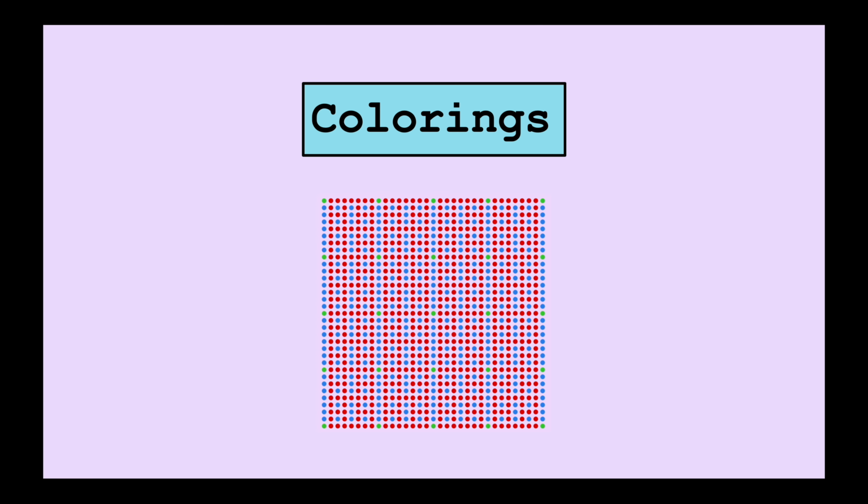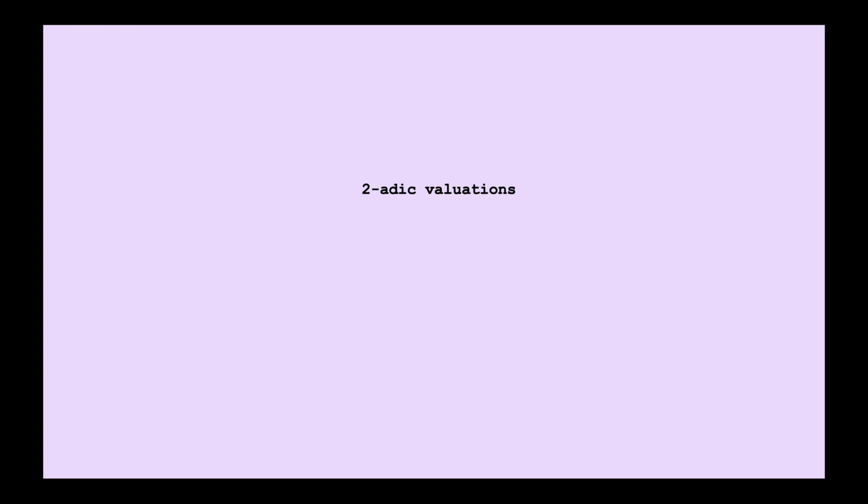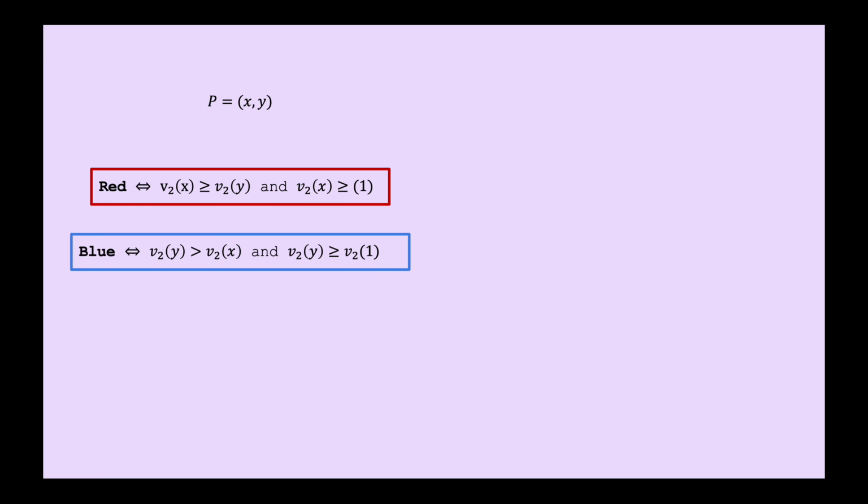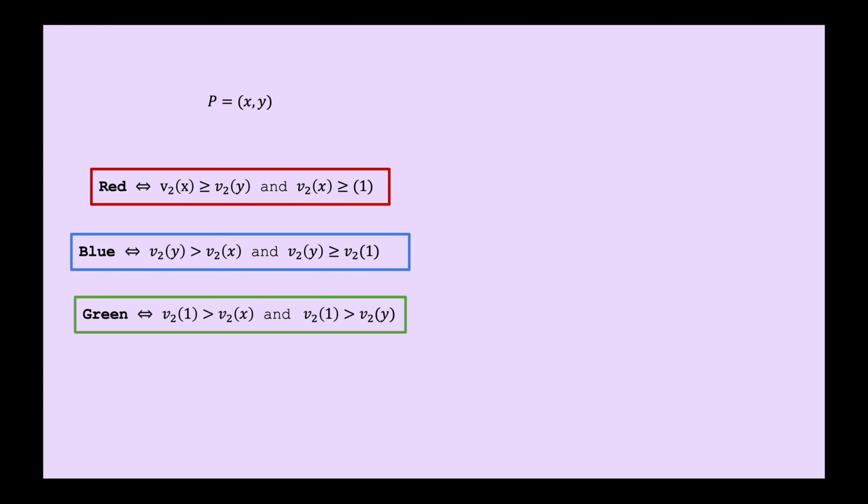From now on, we will be working with two-adic valuations. The reason we choose two-adic valuations is because we are trying to distinguish between odd and even numbers of triangles, so it makes sense to look at two. When we color a point P, we will do so based on whether the two-adic valuation of 1, the two-adic valuation of x, or the two-adic valuation of y is the largest. Let's say if the two-adic valuation of x is the largest, we color the point red. If the two-adic valuation of y is the largest, we color it blue. And if the two-adic valuation of 1 is the largest, we color it green.